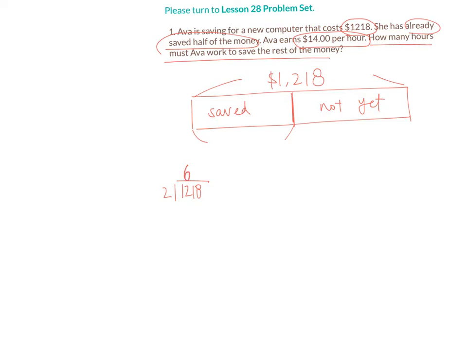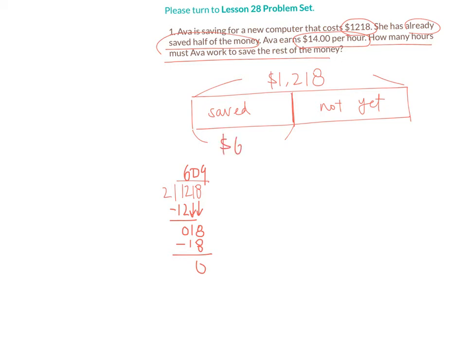And 6 times 2 is? 12. So how many hundreds do I have left? 0. Bring down 1, what? 110. Can I divide 110 by 2? No. How many times can I do that? 0. So let's put a 0 there. Okay. And then let's bring down the 8. Let's regroup it into 18 ones. What's 18 divided by 2? 9 ones. So let's put a 9 in the ones place. 9 times 2 is 18. We're left with 0. So how much money has Ava already saved?